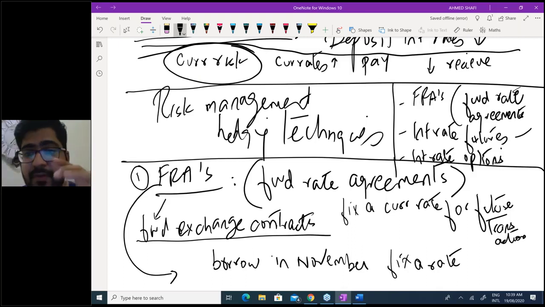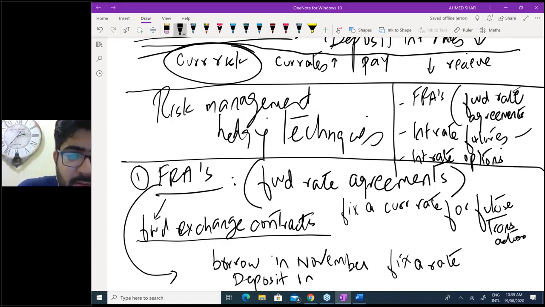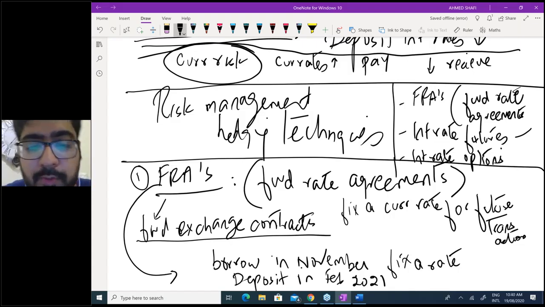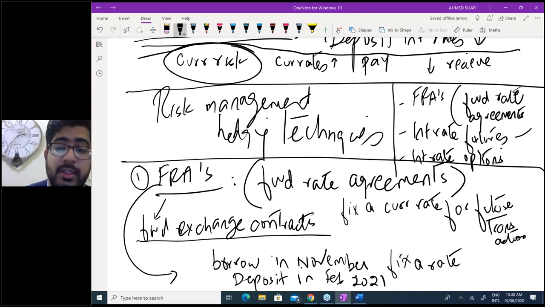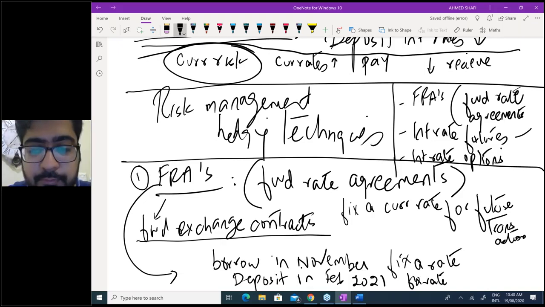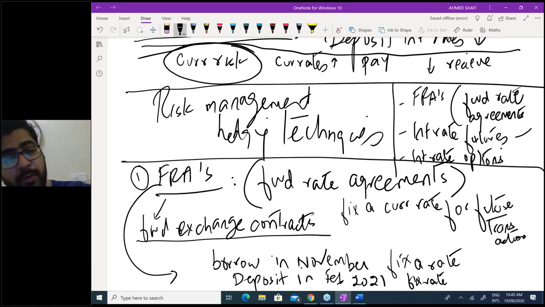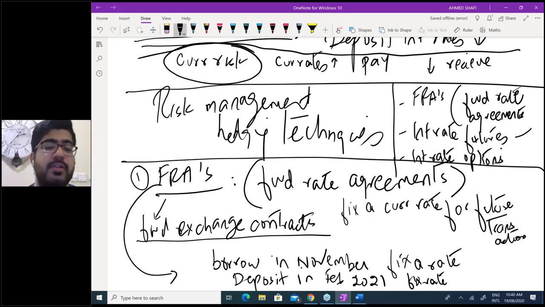What happened in a forward exchange contract? The currency rate is fixed. What happens in FRA? The interest rate is fixed. Okay. Let's suppose you plan to deposit in Feb 2021. What will be your risk? The interest rates may go down. So what happens with FRA? You fix the rate. The rate is locked. No matter whichever way the interest rates now fluctuate, you have fixed a rate. When you fix a currency rate, this is called a forward exchange contract. When you fix an interest rate, this is called FRA.